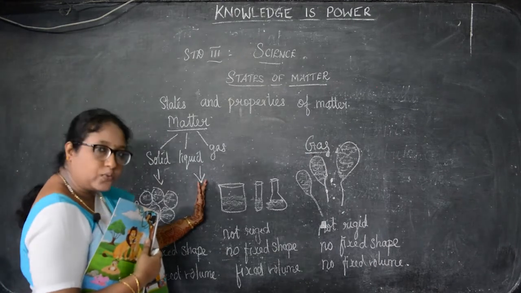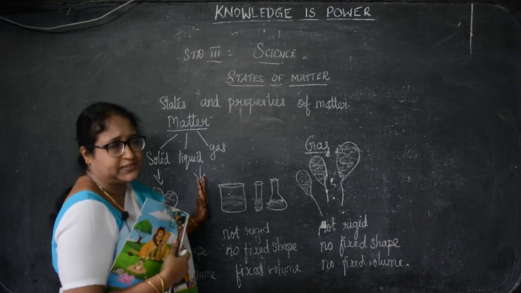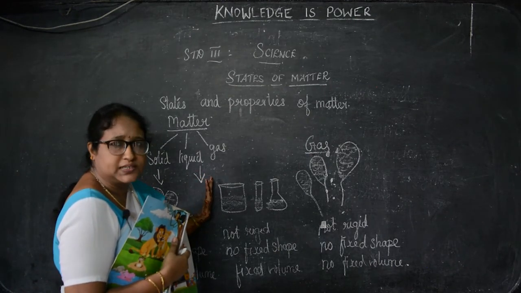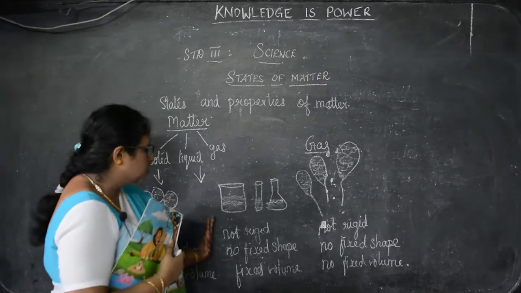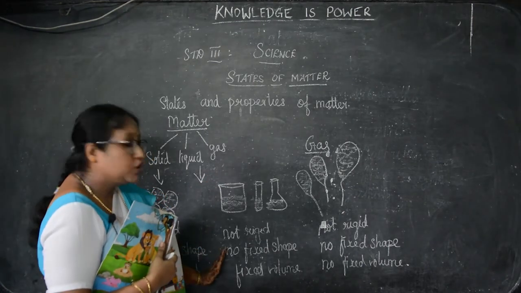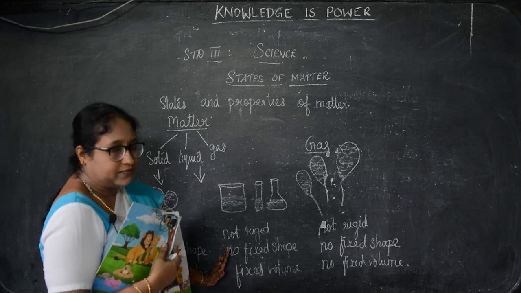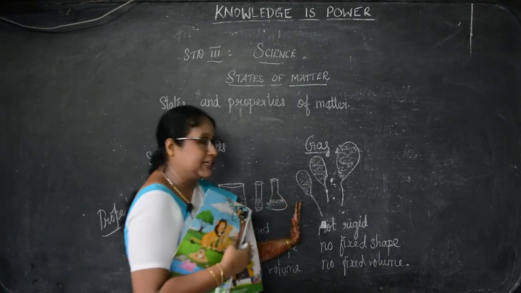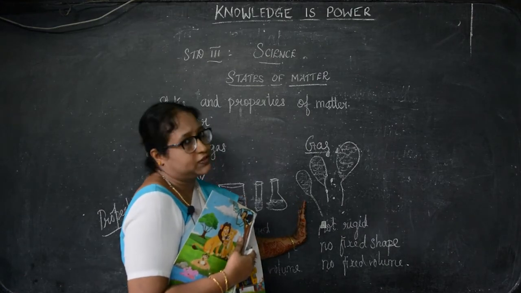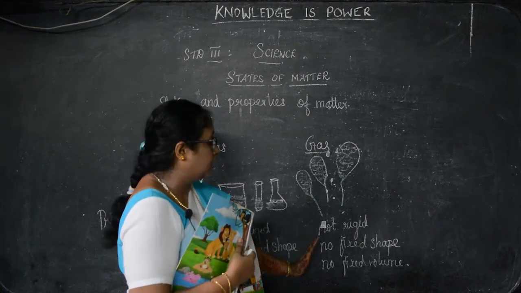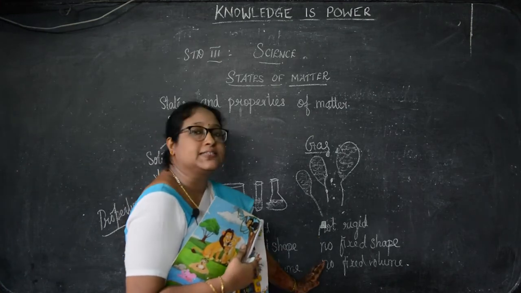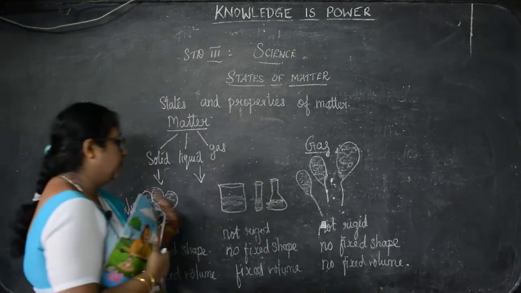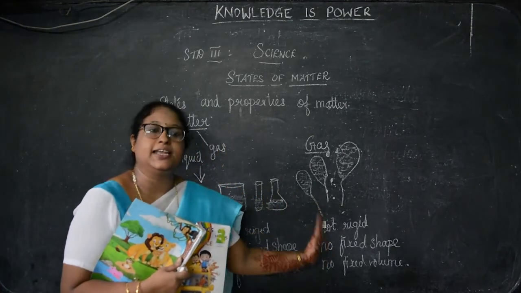Now if you take liquid, that is watery items like water and fresh juices, they are not rigid and have no fixed shape, but they have a fixed volume. Then gas flows in all directions, so it is not rigid, has no fixed shape and no fixed volume. So these are the properties of solid, liquid and gas.